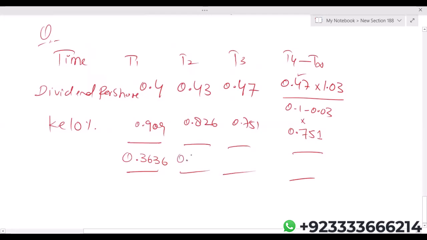I'm getting 0.35518. 0.47 into 0.751. I'm getting 0.35297.